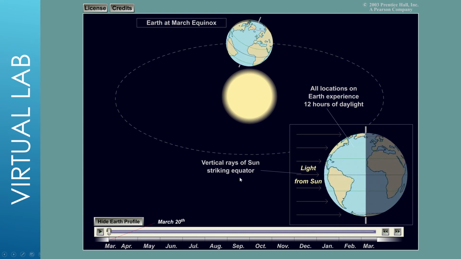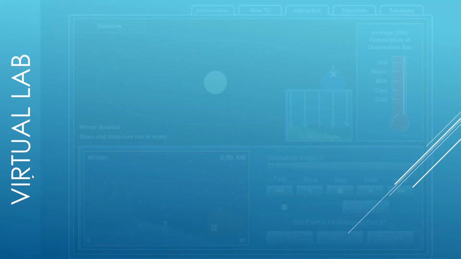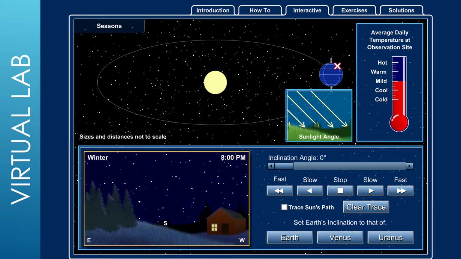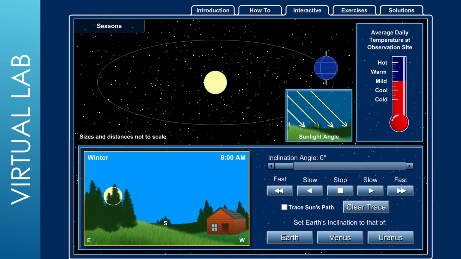There we go, with the even sunlight. So let's take a look at how the angle, our inclination angle, makes a big difference.